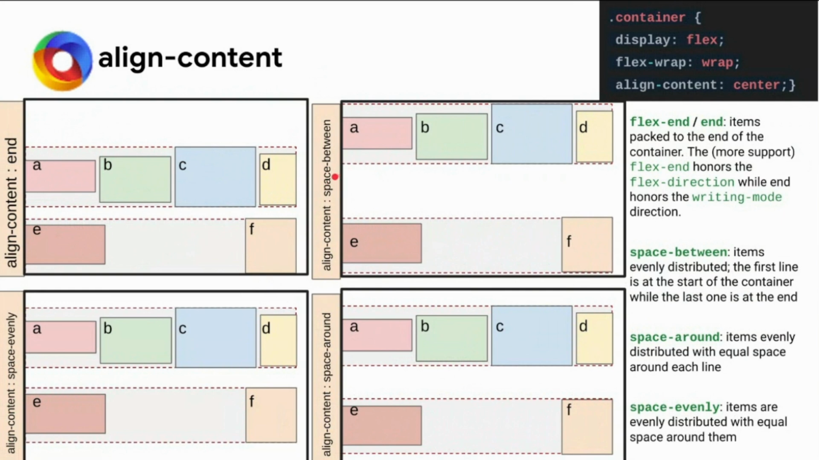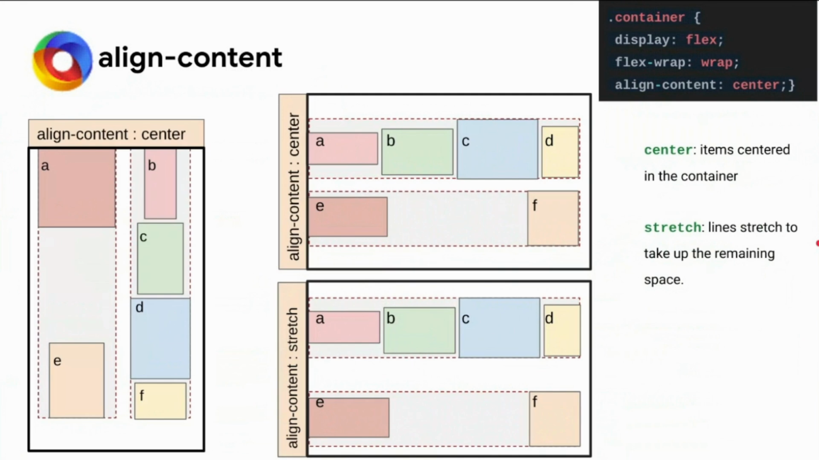So space between would be: first one comes to the top, this block comes to the end, and the space is created in between. Same way align content space evenly, that is equal, it will be equispaced everywhere, and the space around, we have seen, this would be smaller, this would be smaller, this would be twice the distance of the top and bottom one. So like that align content works in multi-line, and it will change the alignment of a particular row when flex direction is row, or an entire column when flex direction is column, and like that we can move accordingly. Then there is align content center.